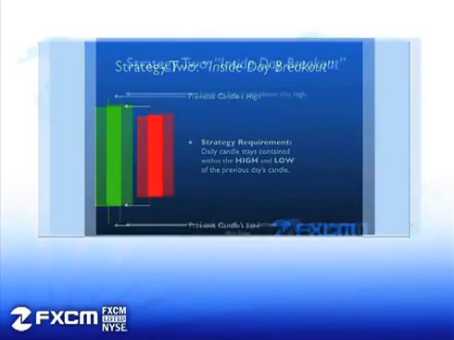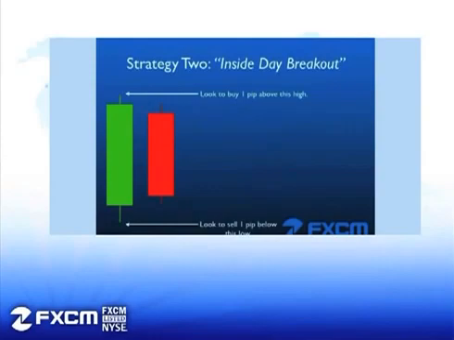So what we're looking for here is when you spot one of these inside day candles like this, the idea here, this is a breakout strategy, is that we would look to buy 1 pip above the previous day's high or sell 1 pip below the previous day's low. So you'd be setting an entry order at the high and at the low.